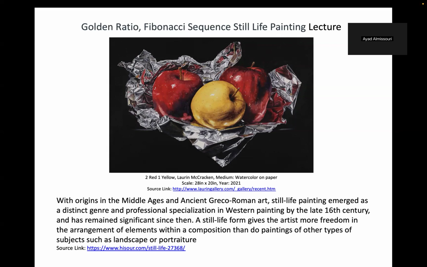So, with its origins in the Middle Ages and ancient Greco-Roman art, still life painting emerged as a distinct genre and professional specialization in Western painting by the late 16th century and has remained significant since then. A still life form gives the artist more freedom in the arrangement of elements within a composition than do paintings of other types of subjects, such as a landscape or portraiture.